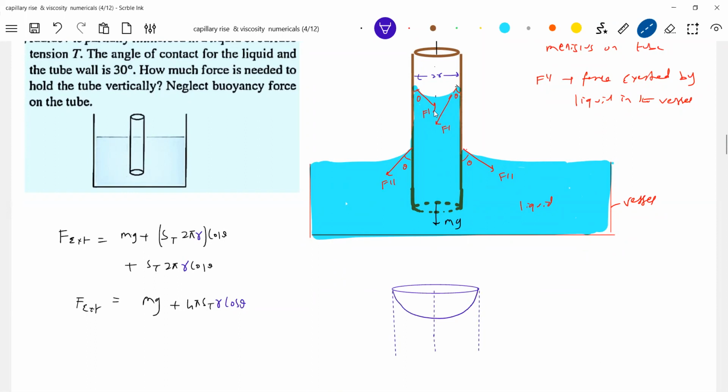Go back to capillary rise and fall. You can see there. This is R, this will be the capital R. This will be the small r. And this is the angle of contact. Okay, fine, everything. But the force, where does it act? It will act at the edge. So the force due to surface tension will be acting at the edge.